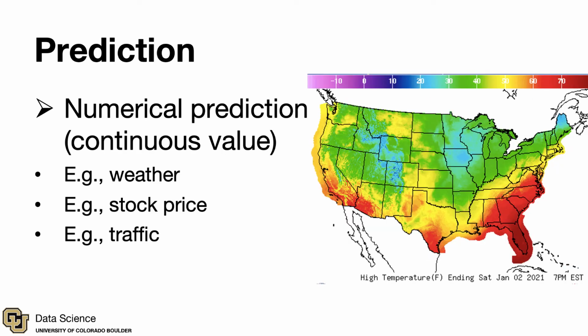Related to that, if you're trying to determine not a few classes, but rather a numerical value, this is generally referred to as prediction. Numerical prediction in a continuous range. Think about weather prediction. It could be predicting the temperature, wind speed, or amount of precipitation. Those are numerical values you're trying to predict. Also stock price, traffic volume. All those are related to being able to differentiate things, but also then make a prediction about what the value would be.